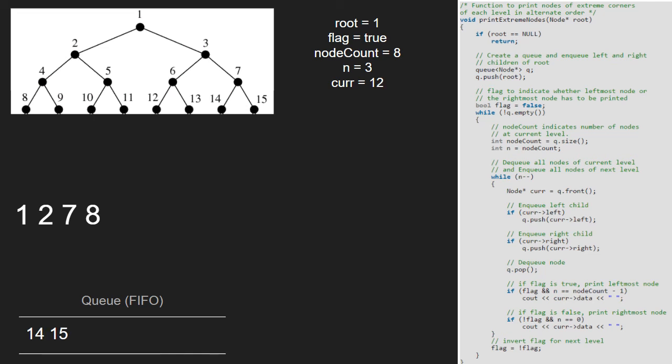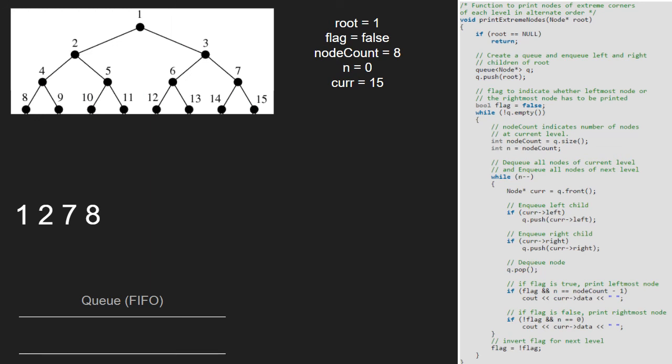Now n will be equal to 2 and cur will point to 14. 14 is also a leaf node, so nothing is enqueued, and next 14 will be dequeued. Now n will be equal to 1 and cur will point to 15. Again 15 will be dequeued. Now n will be 0 and we come out of the second while loop. We invert flag, so flag will be equal to false. Since the queue is empty, we come out of the outer while loop as well. We have the final output.